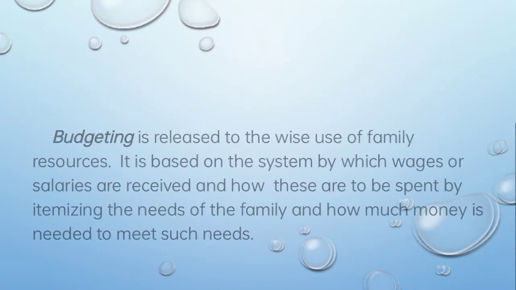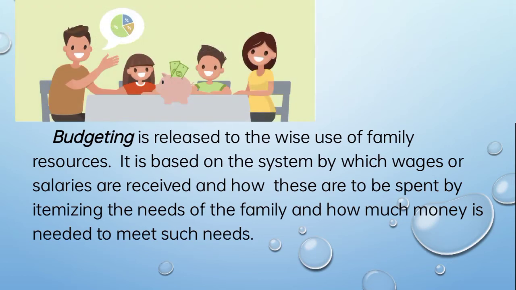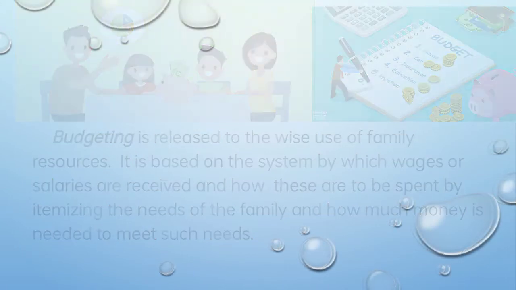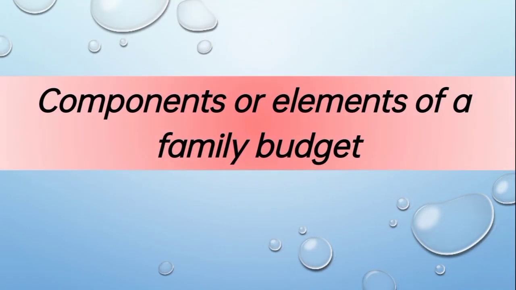While budgeting is related to the wise use of family resources, it is based on the system by which wages or salaries are received and how these are to be spent by itemizing the needs of the family and how much money is needed to meet such needs. Now let us proceed to the different components or elements of a family budget.